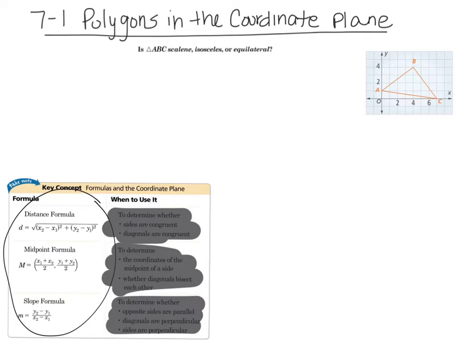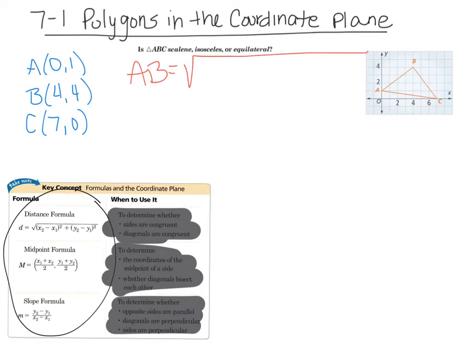I see here that A is at 0, 1. I see that B is at 4, 4. And I see here that C is at 7, 0. So by knowing these coordinates, we can now plug them into the distance formula and find each side length. So for AB, that's going to be the square root of x2 minus x1, so 4 minus 0 squared plus 4 minus 1 squared.